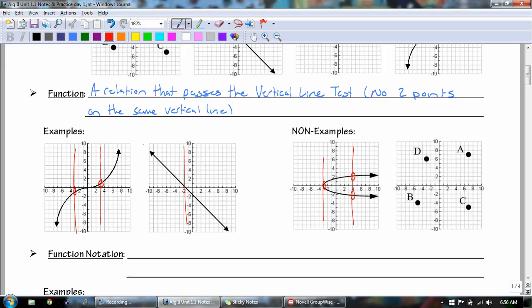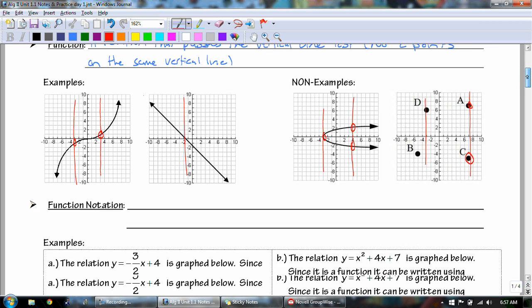So for our other example, you can't say it passes. Did you try right here, where it hits twice? So always try to find a spot that's going to make it fail the vertical line test, because that's going to prove if it's a function or not.